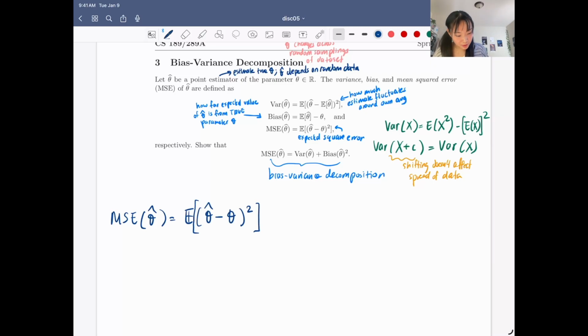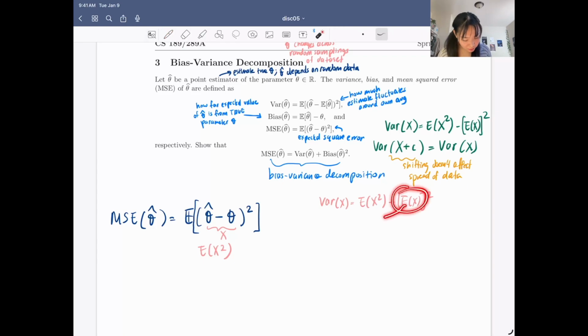And notice how if we treat this entire thing as an x, then this is just E of x squared. And from our formula here, since the variance of x is equal to the expectation of x squared minus the expectation of x, all of this squared, we can move this to the other side and have the property that E of x squared is equal to the variance of x plus the expectation of x, squared.